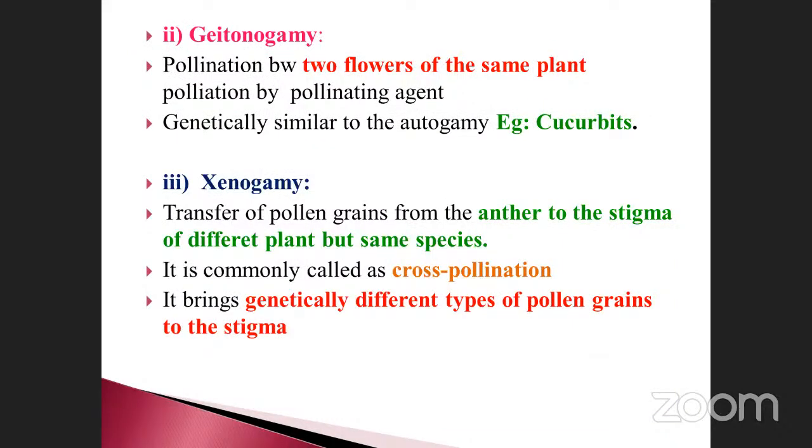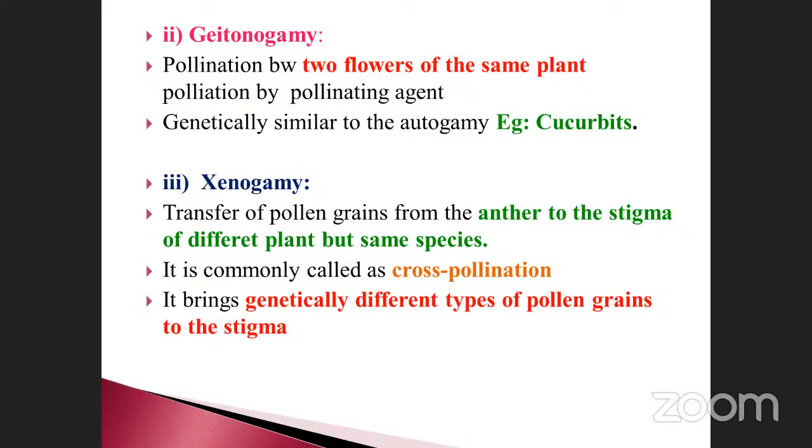And the second type of pollination is called geitonogamy. This is very, very important. Pollination between two flowers of the same plant, or the same branches of the same plant, pollinated by a pollinating agent. It is genetically similar to autogamy. Most geitonogamy is genetically similar in nature.